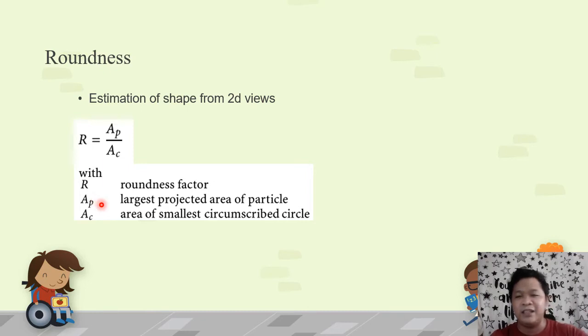On the other hand, itong bola na to, na kahit saan ko siyang ikot-ikutin, okay, ay iisa lang yung projected area niya, at ang smallest circumscribed circle ay na area ay kasing laki din ang projected area. Therefore, the roundness of this one is obviously 1. Okay.